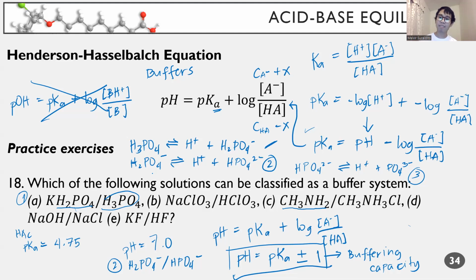So yes, this can be a buffer system. Final answer? Is there a mistake? There must be a mistake. F minus. Nothing is wrong. Final answer, I think. You doubted right away.